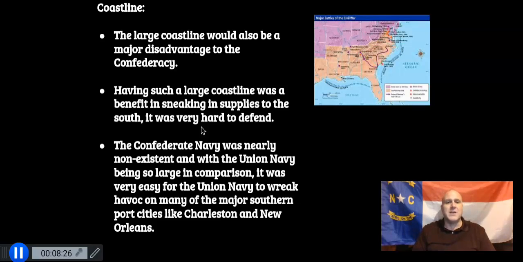So with this non-existent navy, the Union was able to wreak havoc on many southern port cities like Charleston and New Orleans. Charleston doesn't return to Union hands until towards the end of the war. After it was taken at the First Battle of Fort Sumter, it was bombarded the whole time until the end of the war. So this Union Navy was able to get in and out of different ports because the Confederate Navy just could not protect all that area.